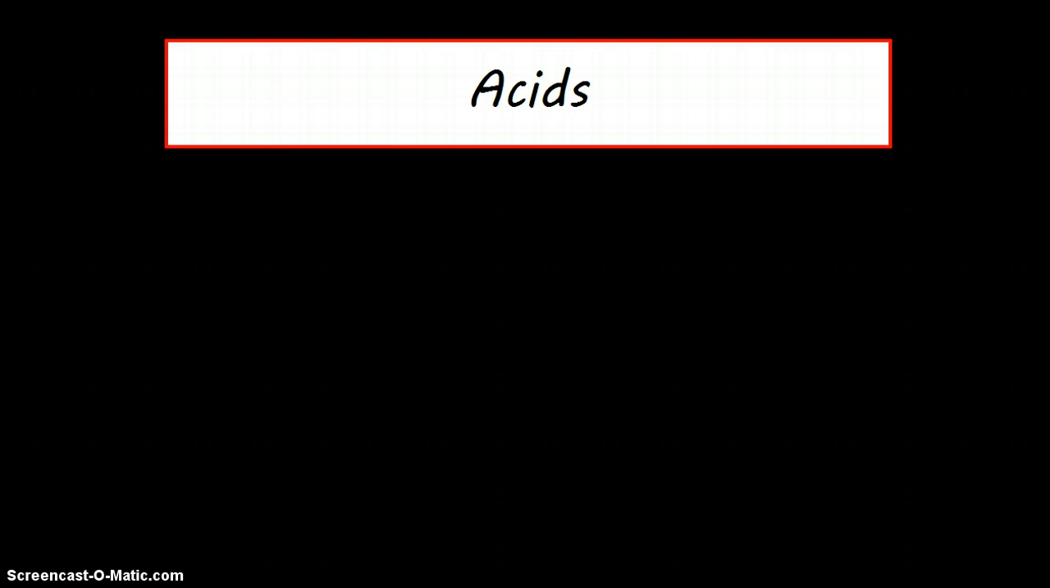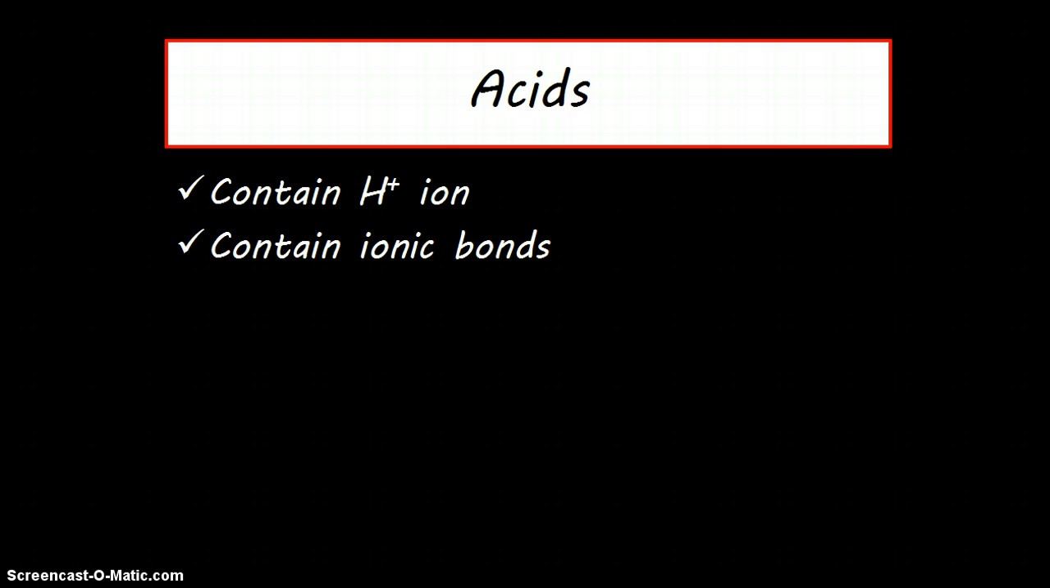To start off, we must recognize that to be an acid, there's a couple things that have to happen. Number one is that it must contain the H plus ion. That means it's going to be an ionic type of compound with ionic bonds, and it's going to be done using the crisscross method. However, once it's dissolved in water, it behaves a little bit differently, so all of these must be dissolved in water.